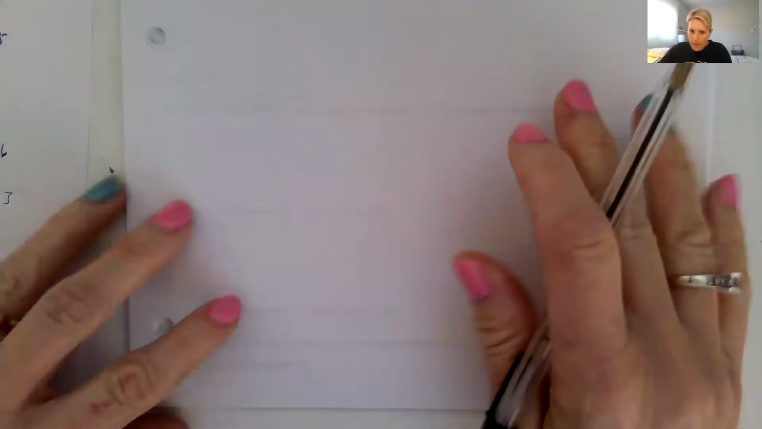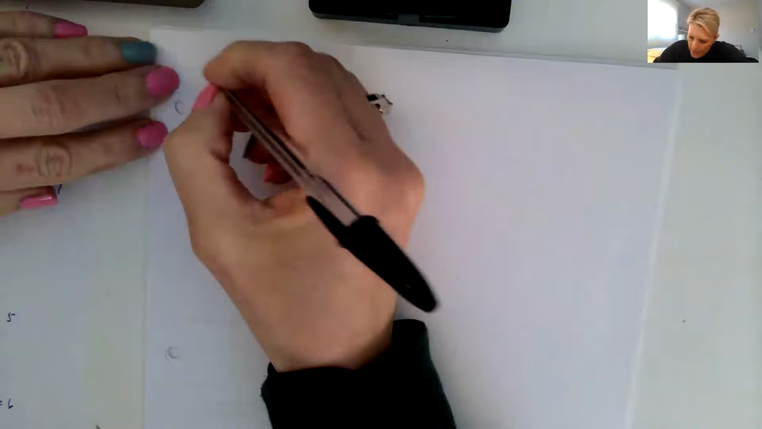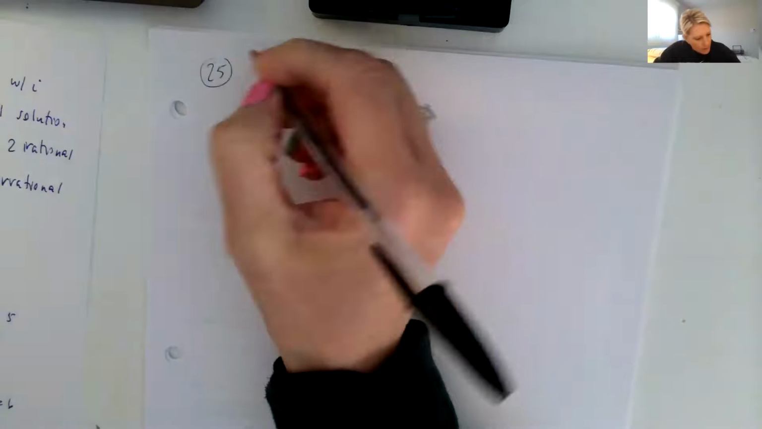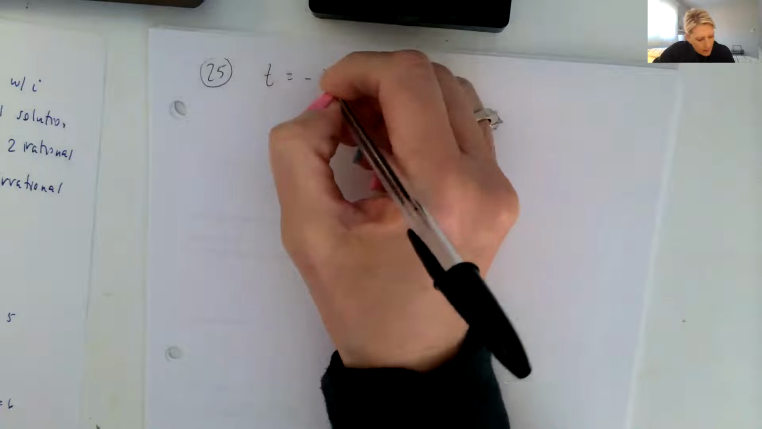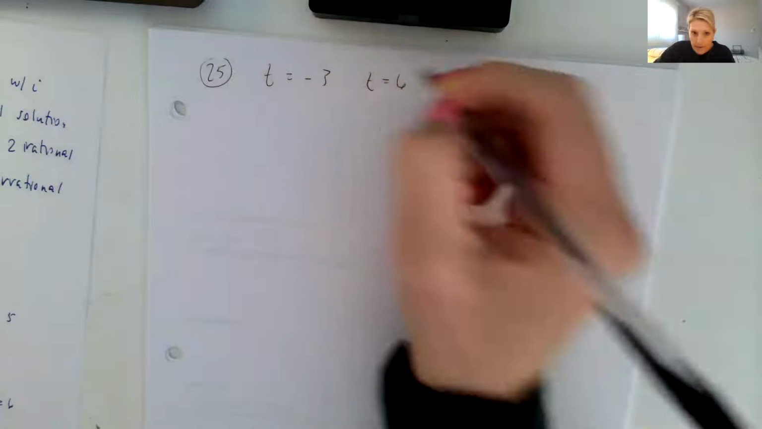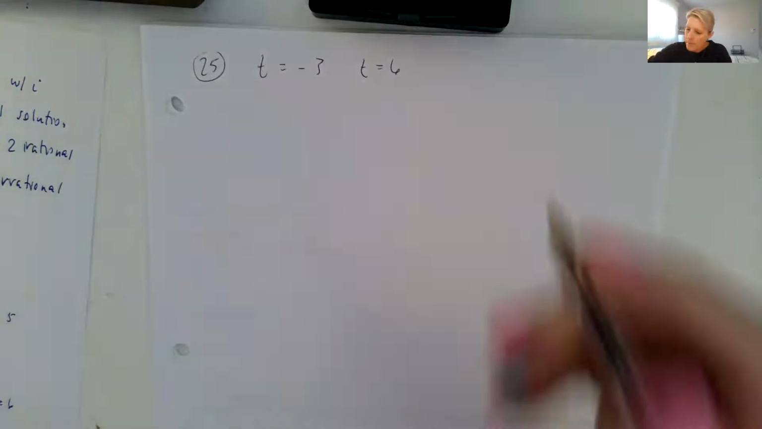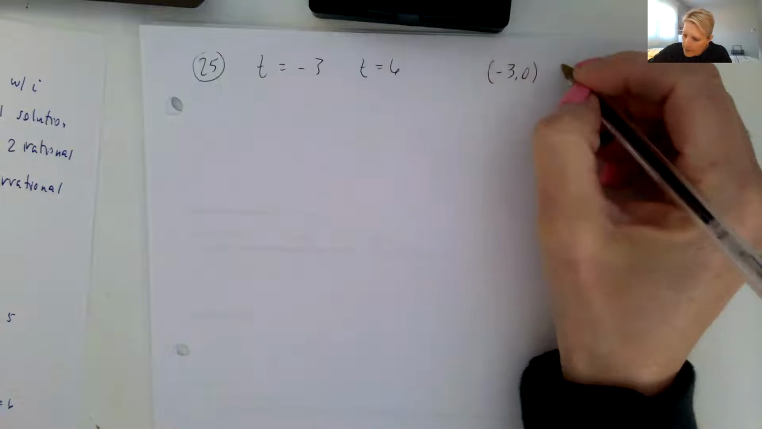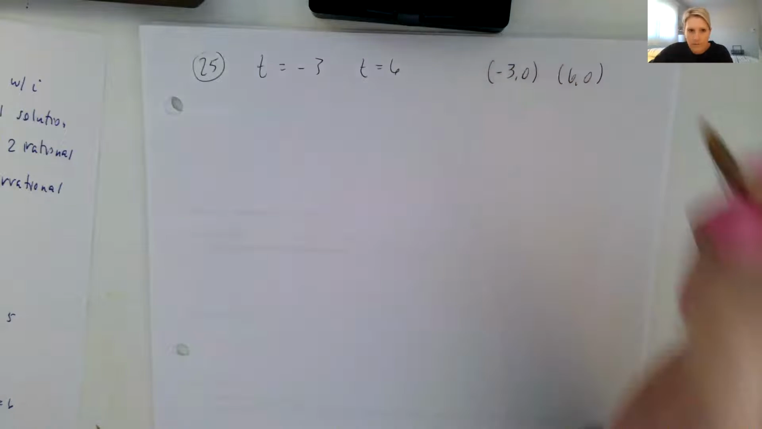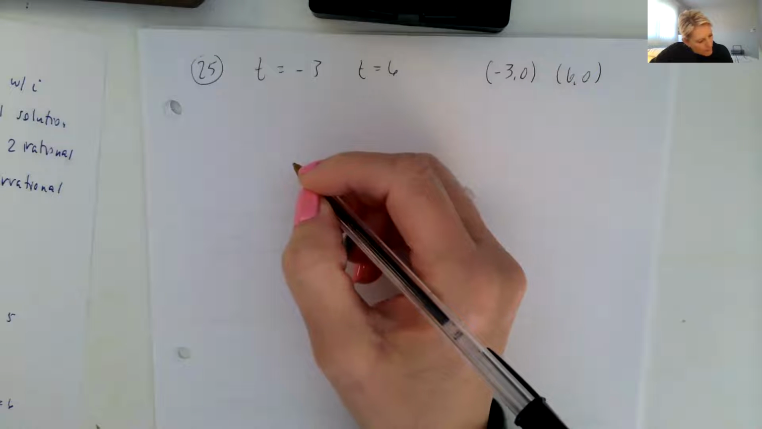So let's try another one. Let's say we look at number 25. So 25 in the book gives us the solutions t equals -3 and t equals 6. And so these would be the x-intercepts of -3, 0, and 6, 0. That's what that would look like.